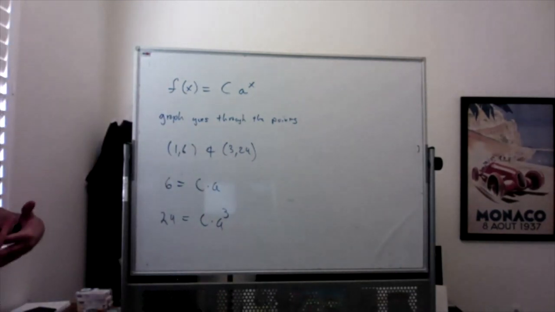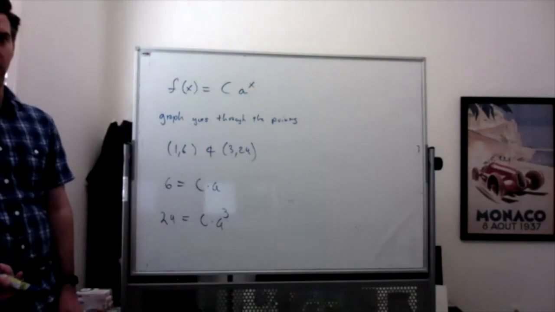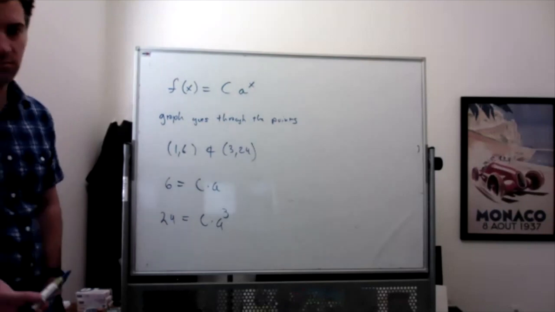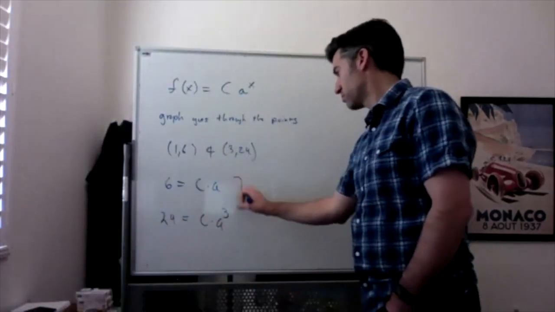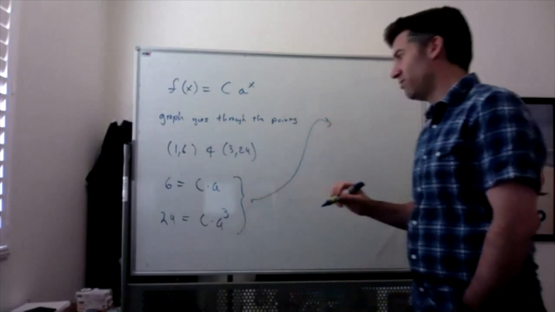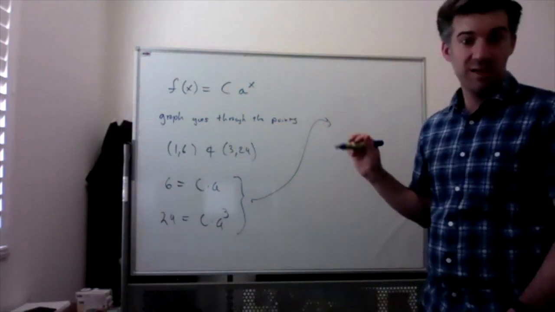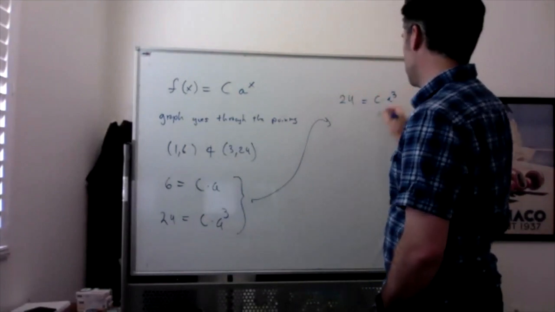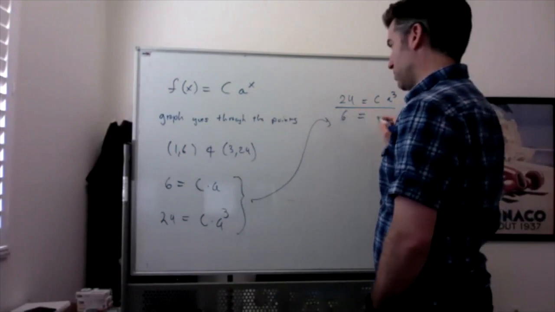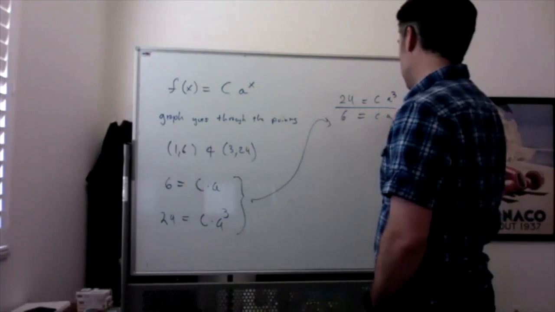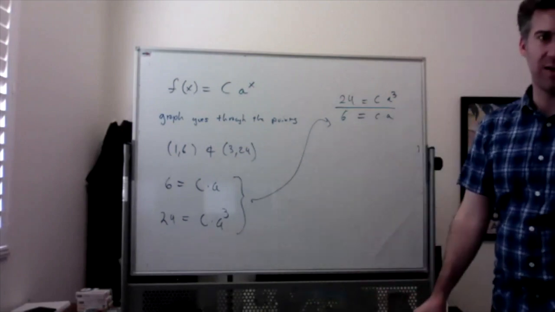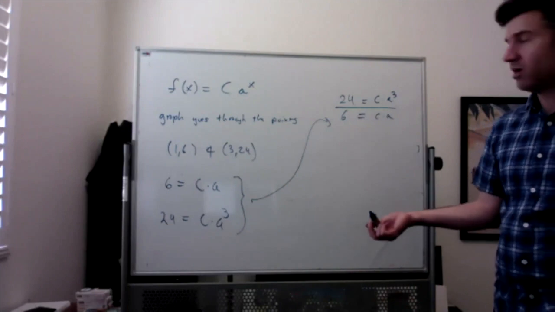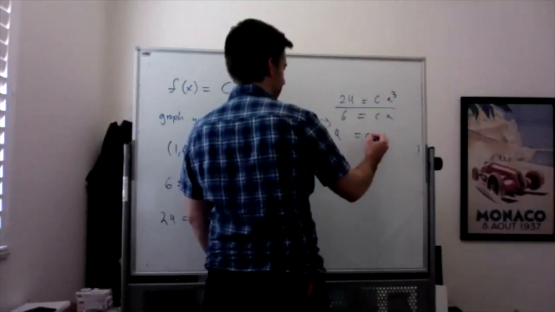So you always get 2 equations. Now, how could I combine these equations? Well, I could divide them. I could take this equation, 24 equal to C times A cubed, and divide it by 6 equal to C times A. I suppose what I'm really doing, although I'm being kind of lazy about it, is solving each equation for C and then setting them equal to each other. So here you're going to get 4 equal to A squared.